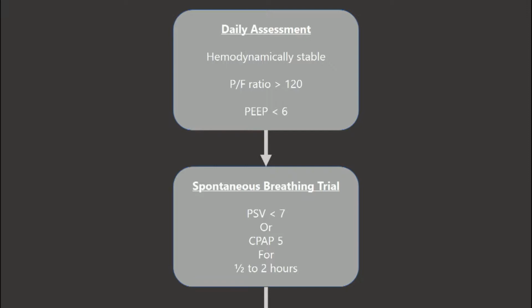To do this, you simply place the patient on a spontaneous mode of ventilation, such as a pressure support mode, with a pressure support of less than 7. Or if you would like, you can even just place the patient on a CPAP mode with a support level of only 5. Now, you do this for half an hour or up to 2 hours. The original studies that outlined the spontaneous breathing trial used a 2-hour time limit, but subsequent studies have shown that you only need to wait for half an hour before you can accurately determine whether somebody is ready to be extubated.